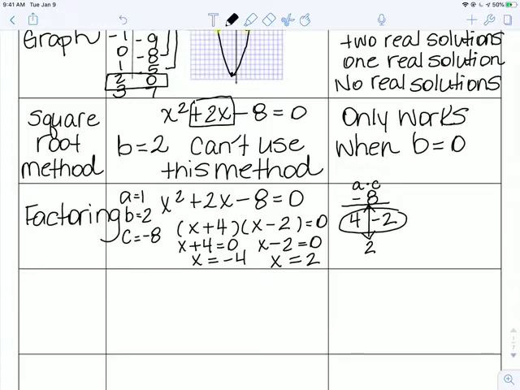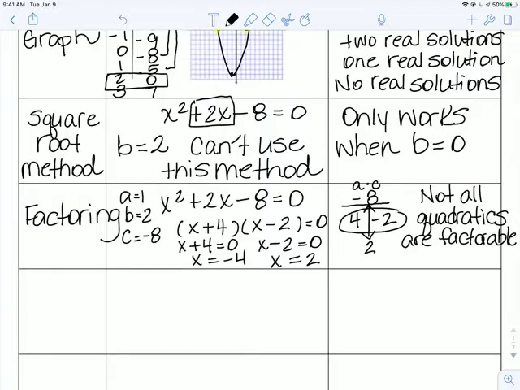And one thing to point out is that not all quadratics are even factorable. So factoring doesn't always work. Sometimes when you do that T-chart, you can't come up with 2 numbers that multiply together to give you your A times C and add together to give you your B. So it's not always going to work. And if it doesn't work, we call that quadratic prime. If you've ever heard the term prime quadratic, it's because it's not factorable.